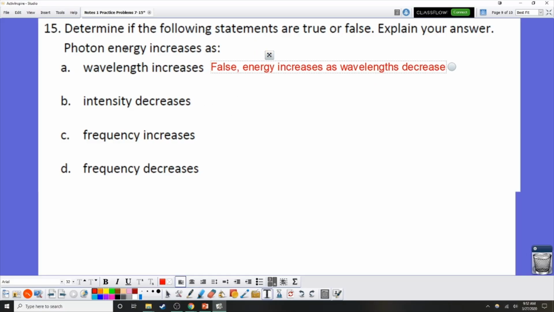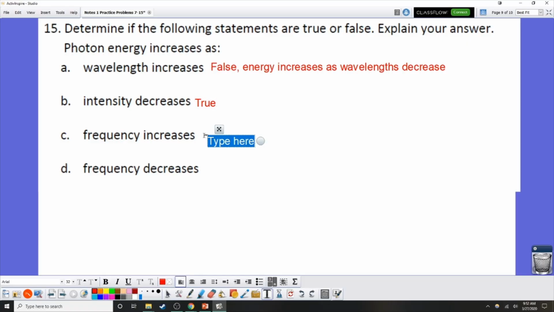All right, photon energy increases as intensity decreases. This is actually true. So the closer you are to, let's say you're shining a flashlight, the closer your object is to your flashlight, the more energy you're going to be able to shine on that object. So let's say you're shining a flashlight on something that's directly on the ground right in front of you. You can see that very well. But if it's something that's like half a football field away, like 50 yards away, you're not going to be able to see it very well. So the intensity will decrease. That means the photon energy is going to increase.